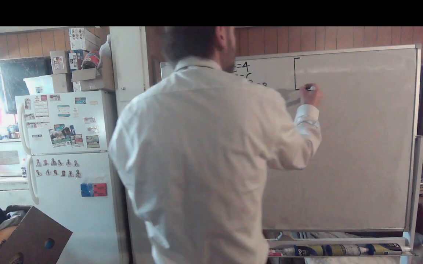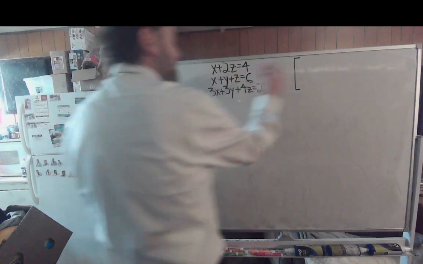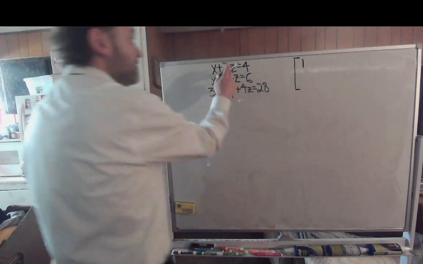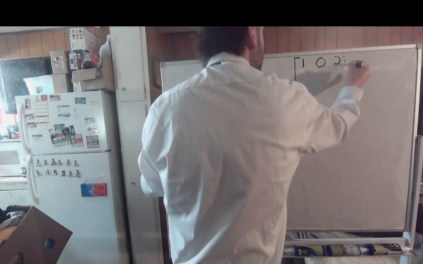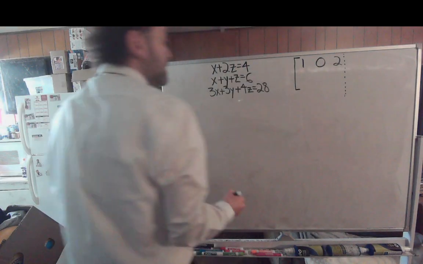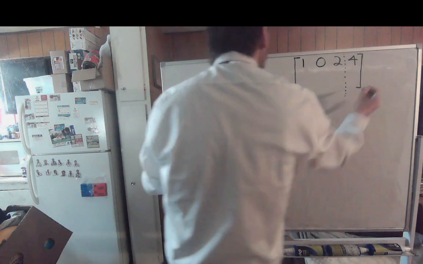3 equations means 3 rows. So in the first row, the coefficient on x is 1. Notice we have no y term, so the default coefficient there would be a 0. But we have a coefficient of 2 on the z term. And then you'll put that 4 to the right of the augmented line.